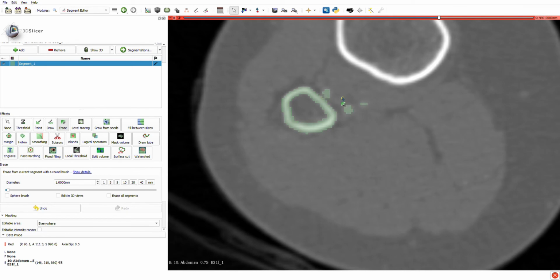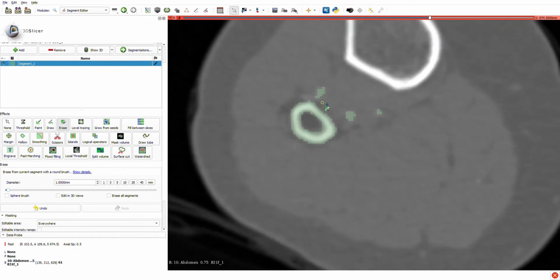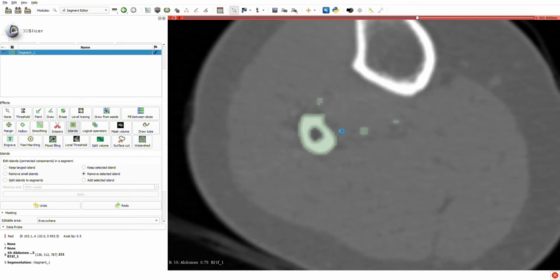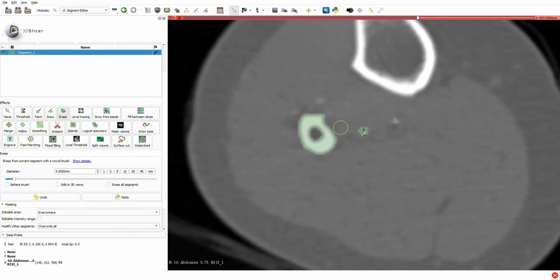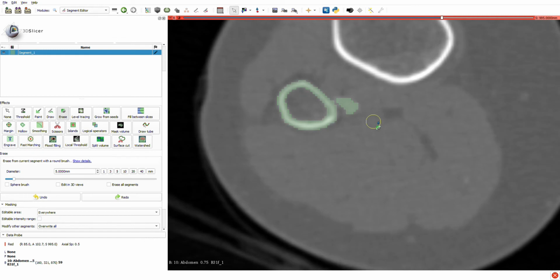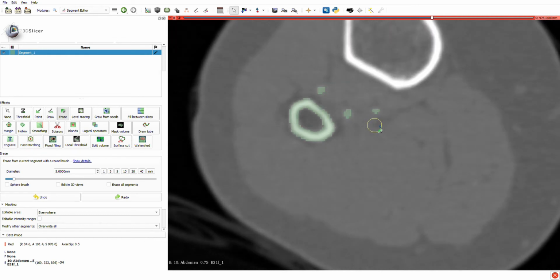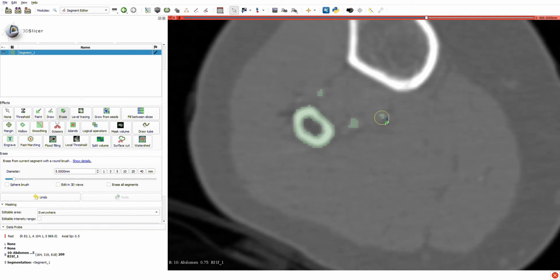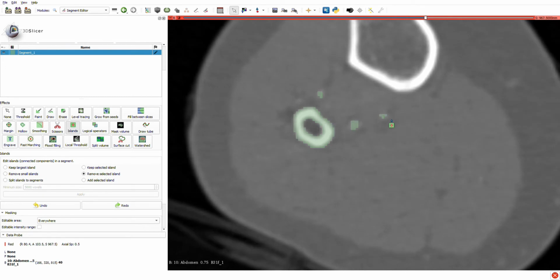You can delete the anterior tibial artery if you want, but I usually leave it just to have some kind of orientation in space. I will do the same for the posterior tibial artery. Just leave it. We don't need that anymore. Okay, islands, remove selected islands. Great.